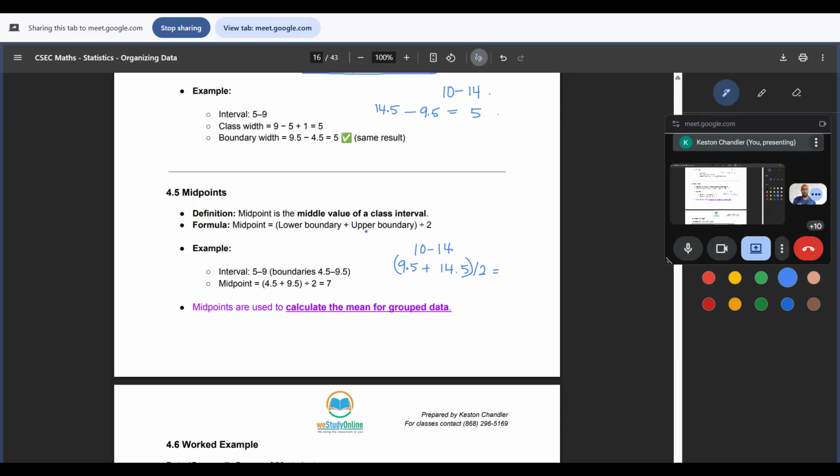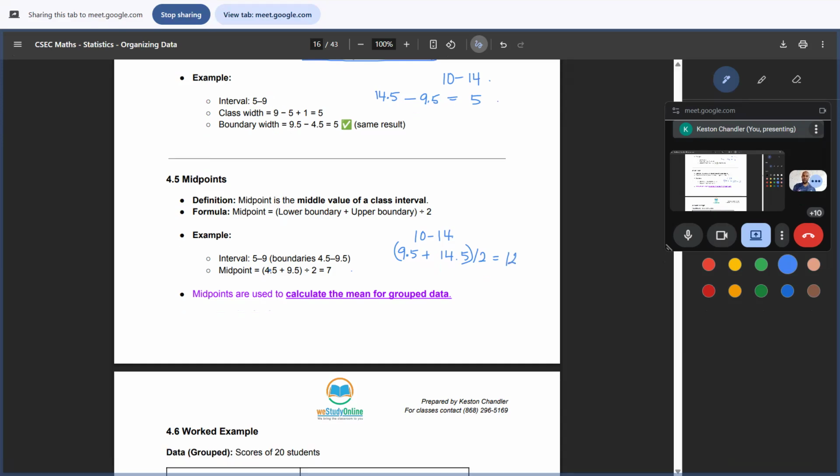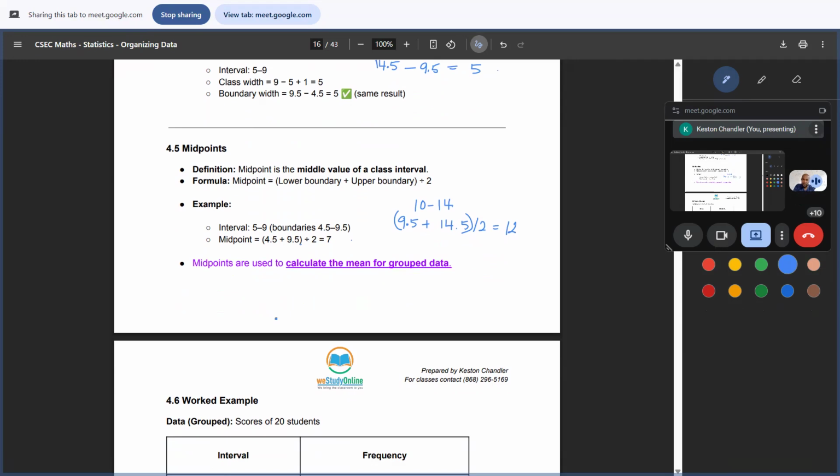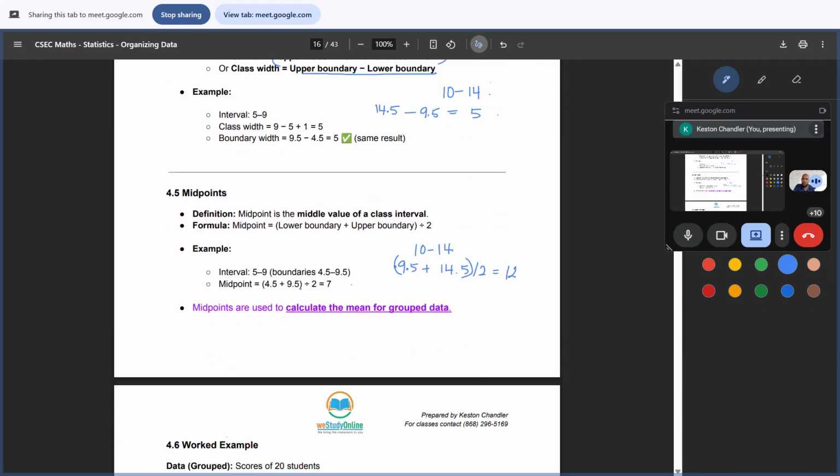Now the midpoints in each class would vary because we have different values for the boundaries. So the 5 to 9 interval, the boundaries are 4.5 and 9.5. The sum of 4.5 and 9.5 will give us a total of 14, divided by 2 will give us 7. This is another important piece of data because we will use this when we are calculating the mean for grouped data. All right, so let's recap what we talked about so far.